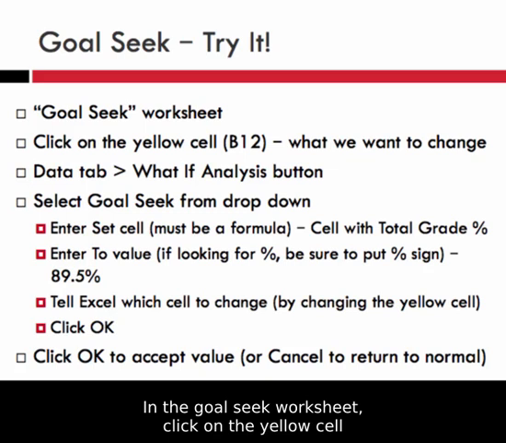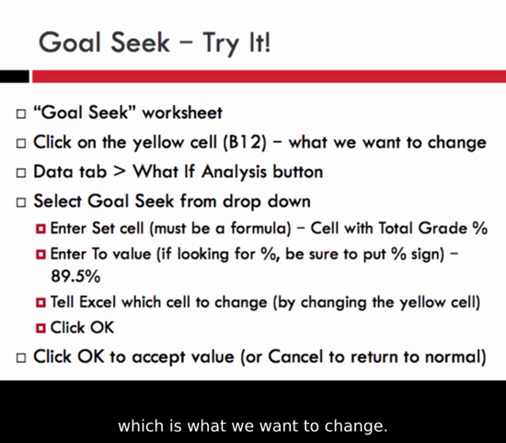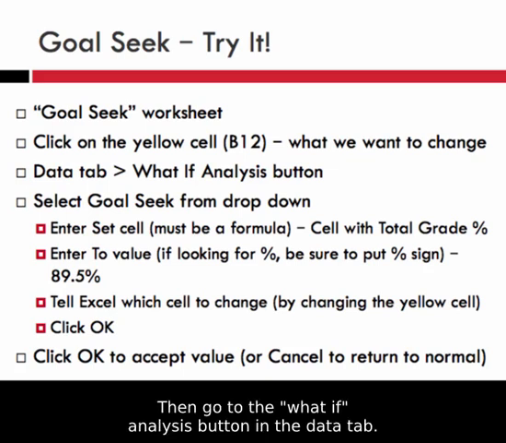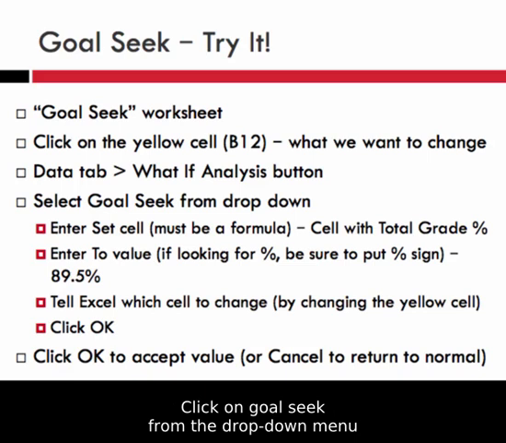In the Goal Seek worksheet, click on the yellow cell, which is what we want to change. Then go to the What If Analysis button in the Data tab. Click on Goal Seek from the drop-down menu and enter the Set cell, which has to be a formula. This is the cell with the total grade percentage on it.